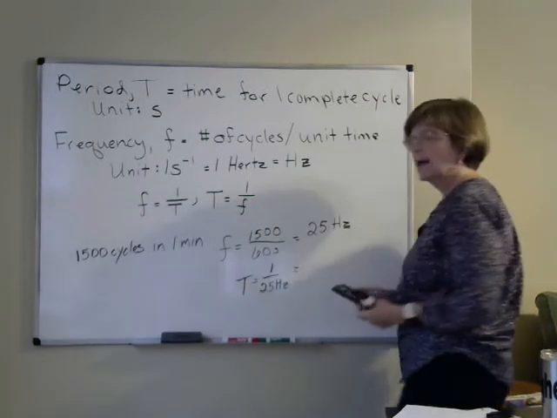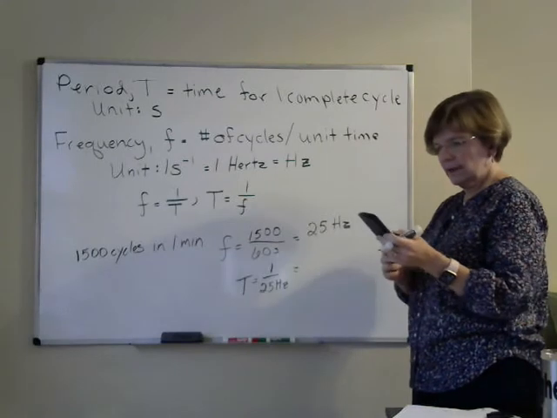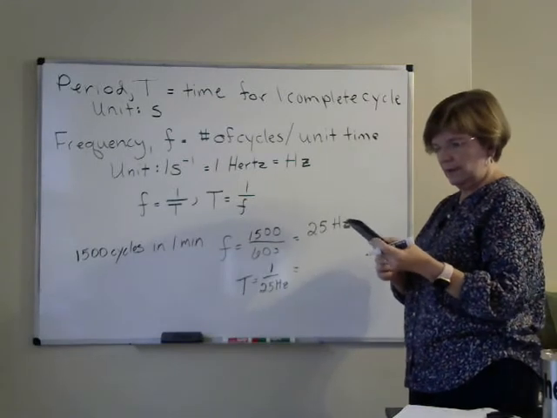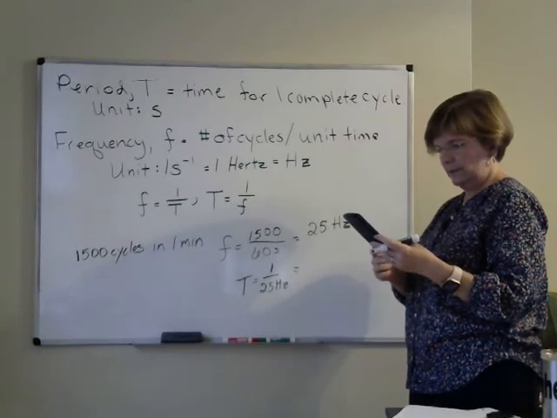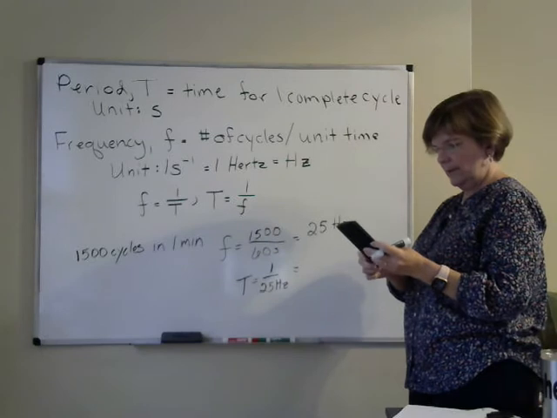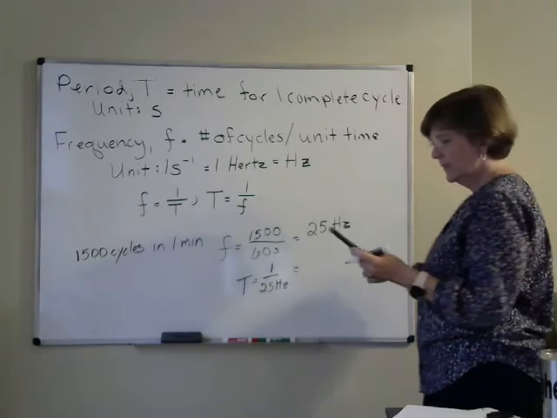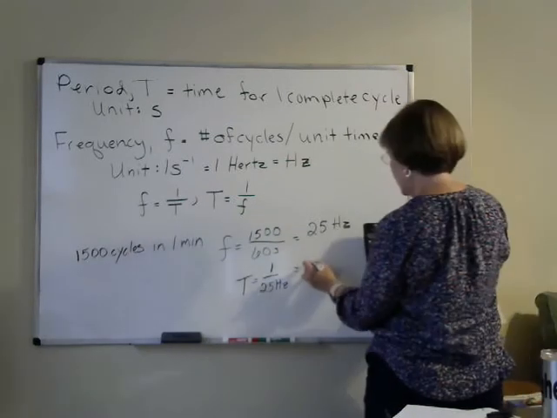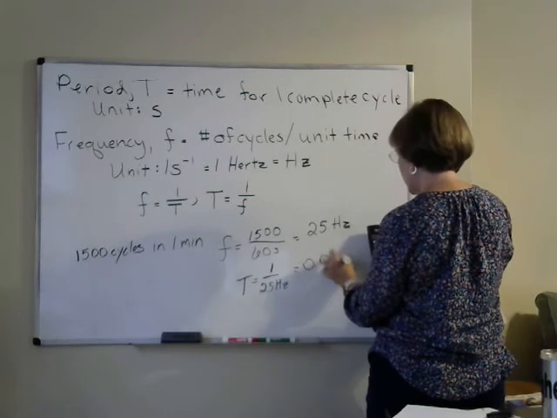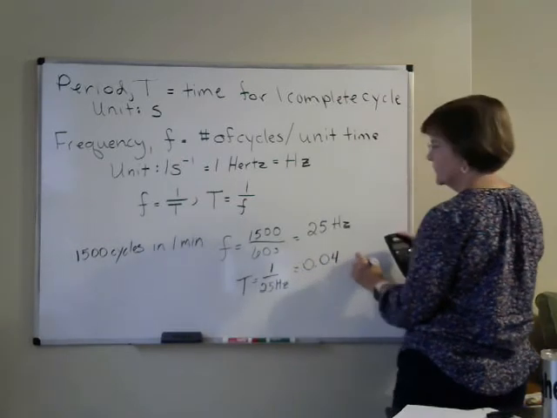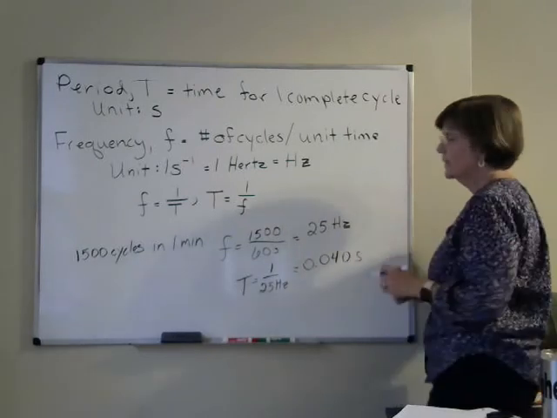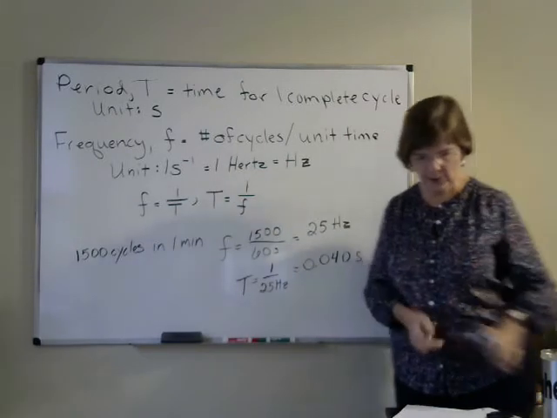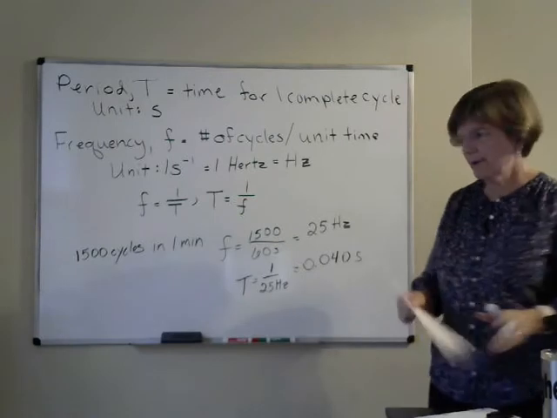You probably have a reciprocal button on your calculator. That came out to be 0.04. Let's assume we have 2 significant digits, seconds. So, really simple relationship between frequency and period.